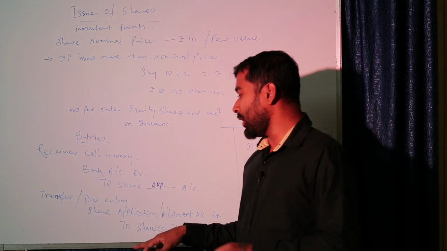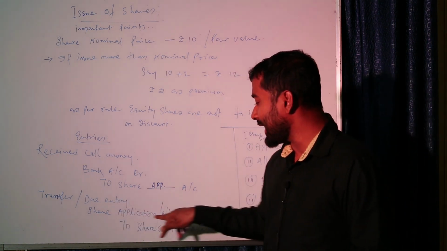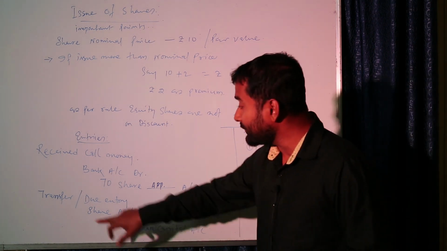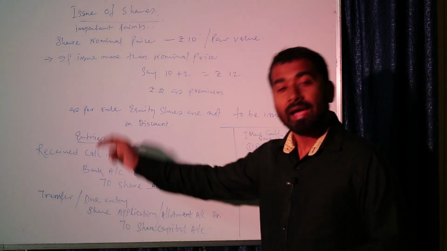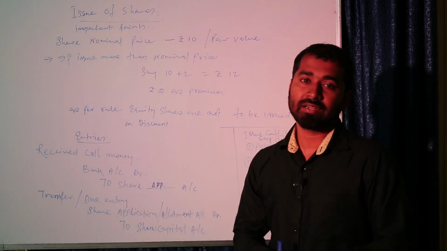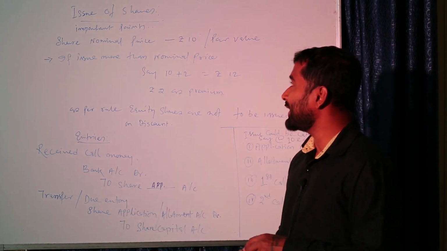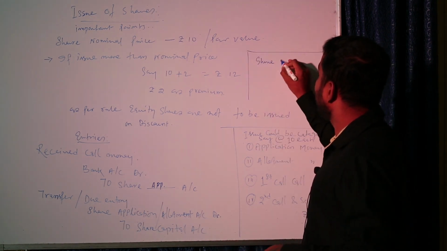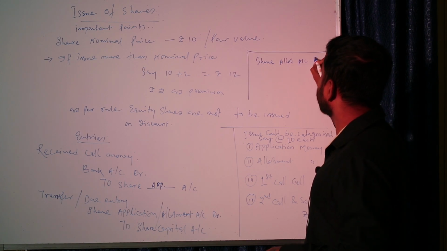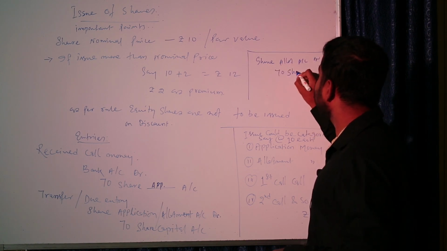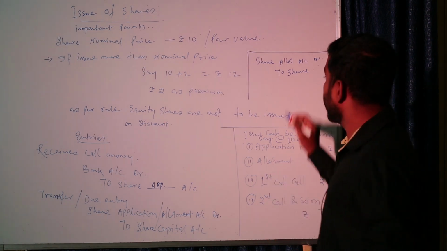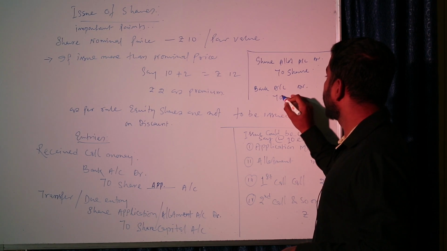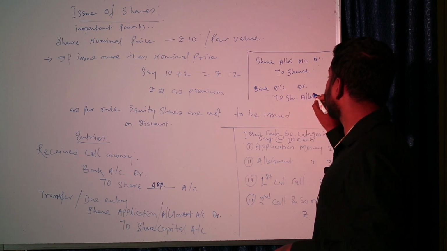So at the time of allotment, what should I write? Share allotment account debit to share capital. But this entry will come above the other entry, and after that comes the receiving entry. That means if I write share allotment account debit to share capital, this entry will come first. The next entry will be bank account debit to share allotment account.